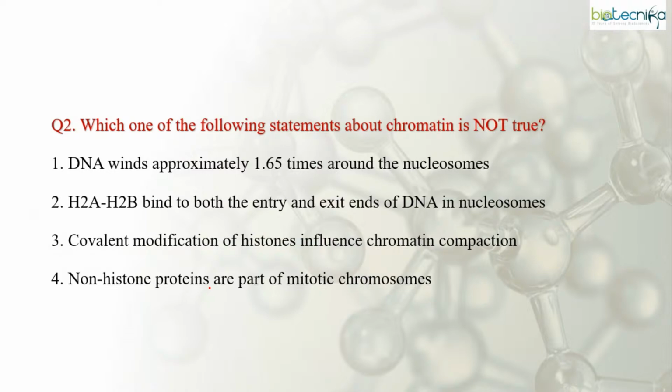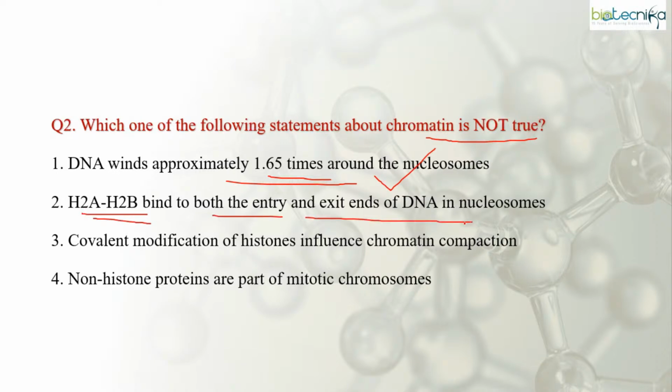This is a 2 marks question, but yes, I want you to answer this because it requires some conceptual clarity which will help you in solving 4 marks questions. Which of the following statements about chromatin is not true? DNA winds up approximately 1.65 times around the nucleosomes. H2A, H2B bind both the entry and exit ends of the DNA in the nucleosomes. Covalent modification of the histones influences the chromatin compaction. Non-histone proteins are part of mitotic chromosomes.